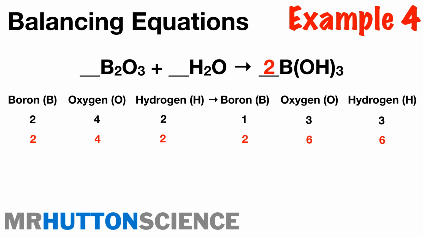So I'm going to try and balance the hydrogen. So the only way I can balance hydrogen is by changing the number of water molecules I have. Each one of those water molecules has 2 hydrogens. So in order to get 6, I need to put a 3 in front of my water. And again, we're going to add up, like we have before, the number of each type of atom we have on the left and the right. So there's 2 borons still. We've now got 6 oxygens and 6 hydrogens, 2 borons, 6 oxygens and 6 hydrogens. So that one is now balanced.